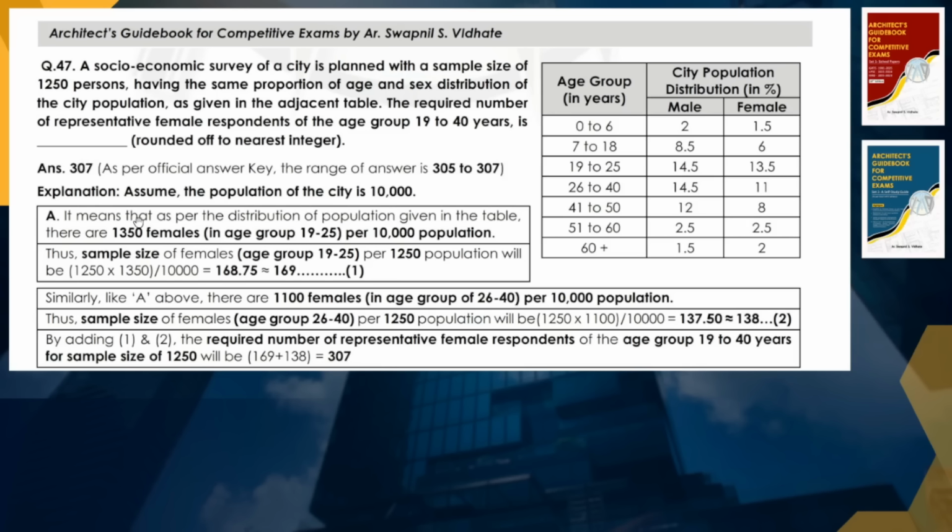As per the official answer key, the range of answer is between 305 to 307. Few students may have taken this as a rounding figure 169, and they may have ignored this 50, so they have taken 137 here. So their answer might be 306, which is also correct as per the official answer key. So 307 is the correct answer. We will get full marks for question 47.